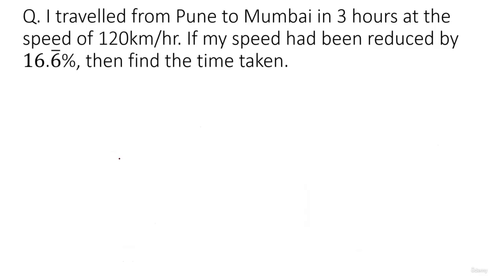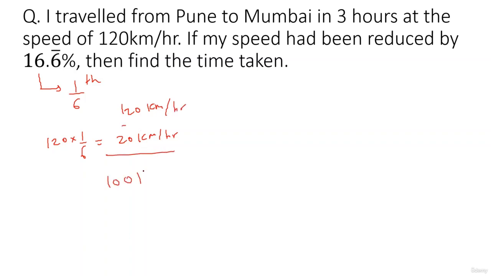So I traveled from Pune to Mumbai in 3 hours at the speed of 120 kilometers per hour. It's all fictitious. If my speed had been reduced by 16.6%, then find the time taken. Now we will see this in detail when we study percentages. 16.6% is basically 1/6 in terms of fractions. So my speed is reducing by 1/6. That means my speed is reducing by 120 into 1/6, which is 20 kilometers per hour. So initial speed is 120 kilometers per hour. When you subtract, the new speed is 100 kilometers per hour.